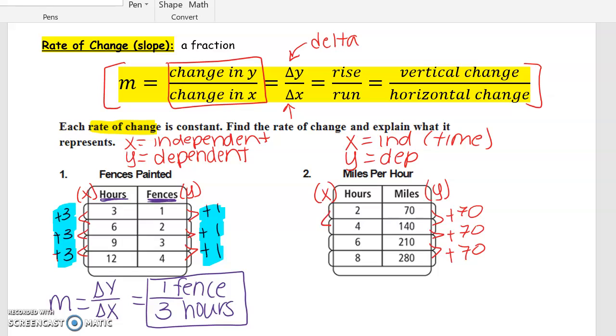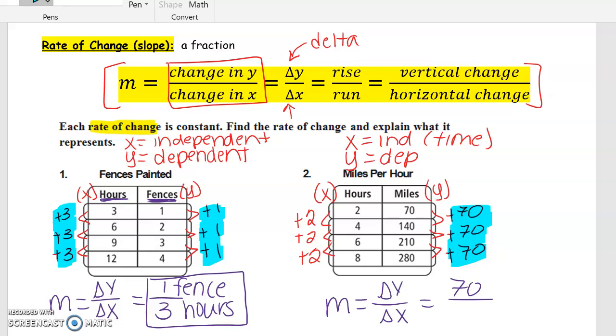Okay, now if I go down this x column, my x is changing plus 2 every time, from 2 to 4, from 4 to 6, from 6 to 8. All right, so my change in x is positive 2. So if I want to express this as a fraction for my rate of change, I'm putting the change in y over the change in x, which is 70. My change in y was 70 over positive 2. My change in x was positive 2 over here.